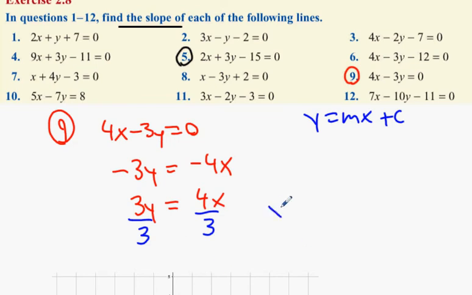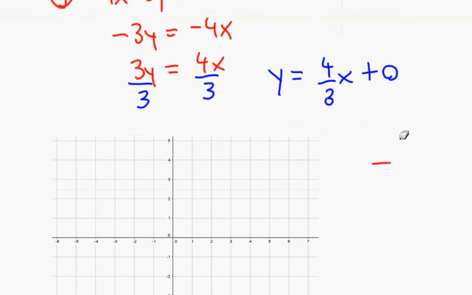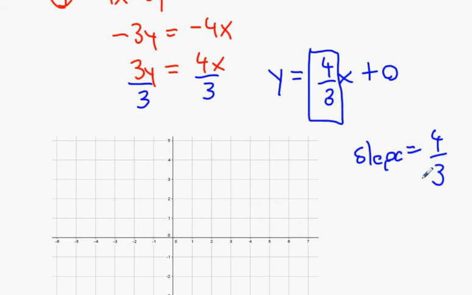Y equals 4 over 3x. See the way there's no c value? What does that mean? It crossed the origin. The c value is 0. So here's what happens, guys, okay? It's a slope of 4 over 3. Now, the answer to this question is the slope is 4 over 3. That's your answer. But I want to go one step further with you guys, just so you understand this.